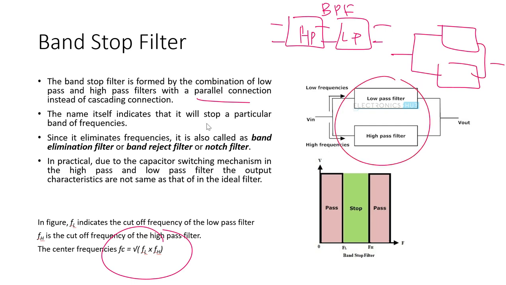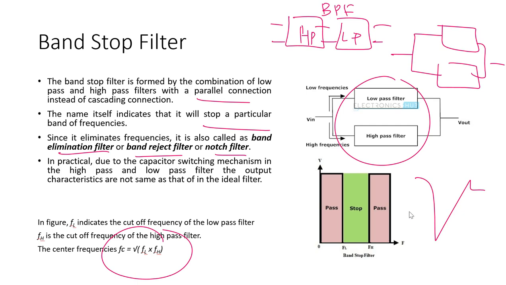The name indicates that it will stop a particular frequency. Since it eliminates frequency, it will be also known as the elimination filter or rejection filter or notch filter. As we previously discussed, that notch is something like this thing. Notch is the cut in the fabrics that the people do when they stretch the clothes.